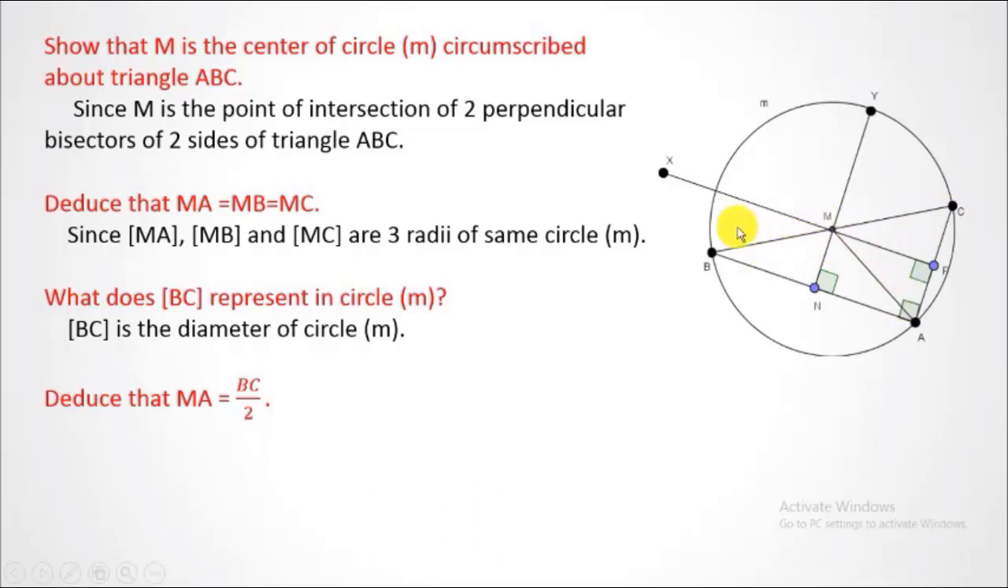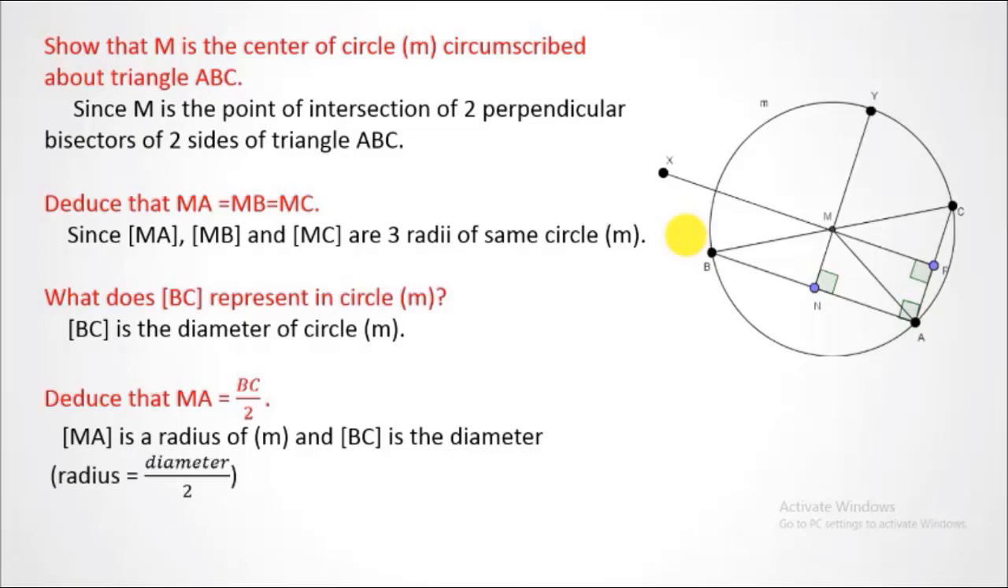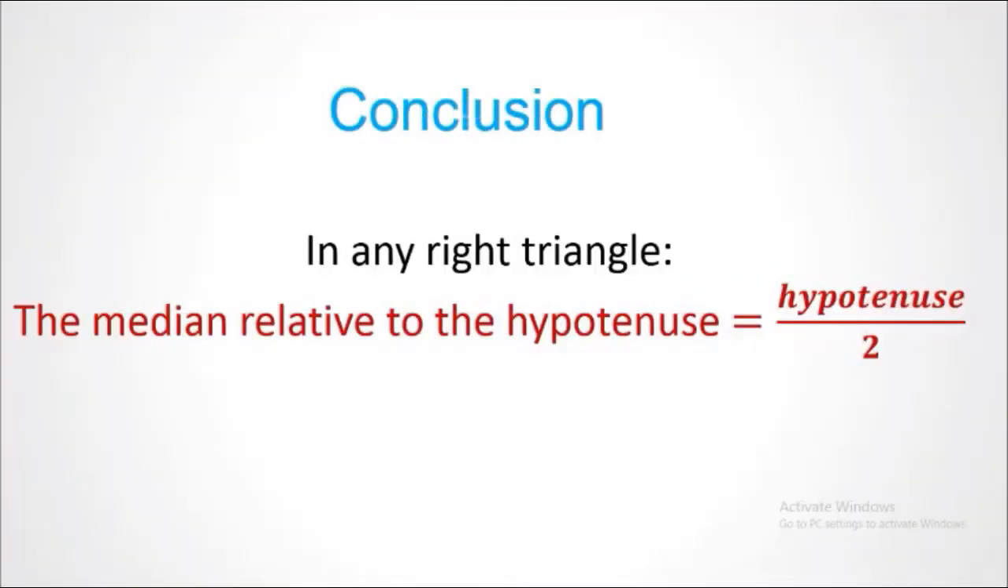Since MA, MB, and MC are three radii of the same circle, and we proved that they are equal, then MA is equal to half BC. MA is a radius of M, and BC is the diameter. Then MA is equal to half BC, since the radius is equal to half the diameter. Conclusion. We conclude that in any right triangle, the median relative to the hypotenuse is equal to half the hypotenuse.